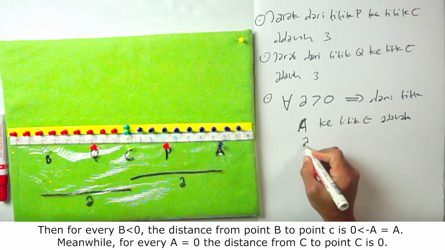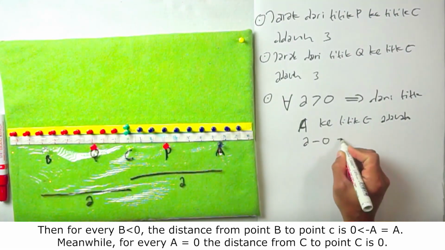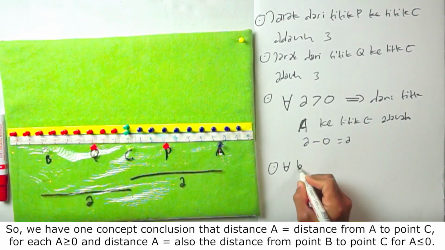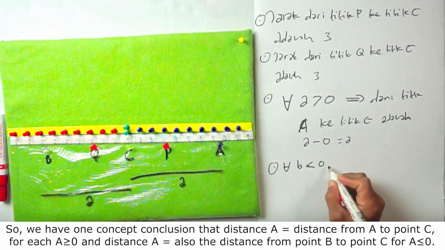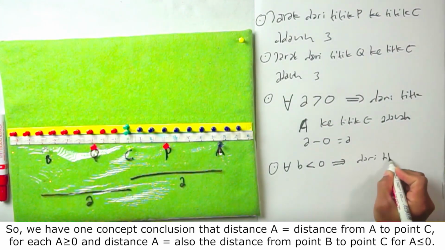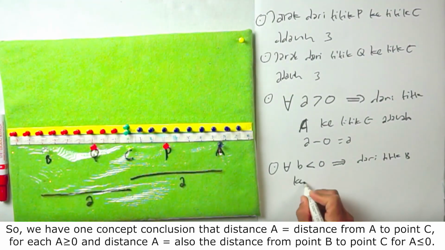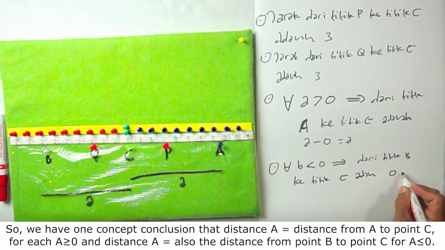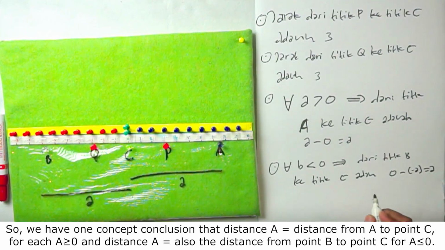is A less 0 equals A. Then for every B less than 0, distance A equals 0 less negative A equals A. So we have one conclusion: distance from point C for each A less than or equal to 0.